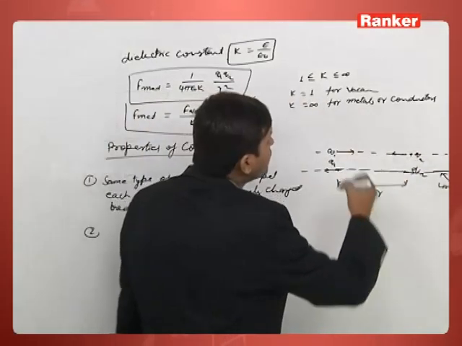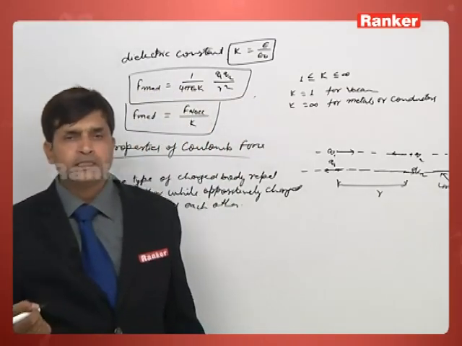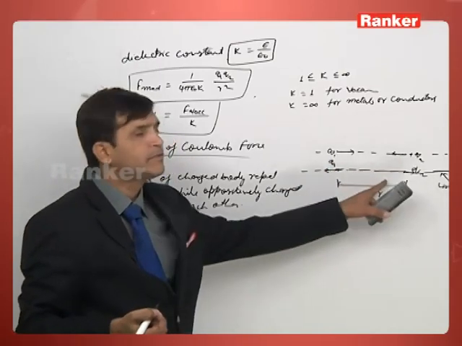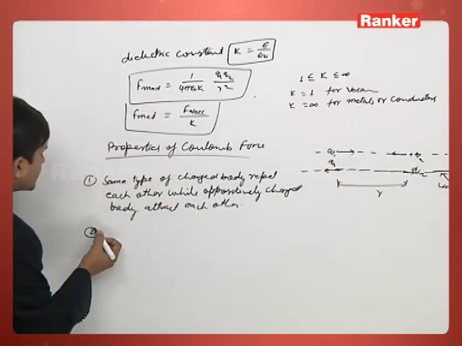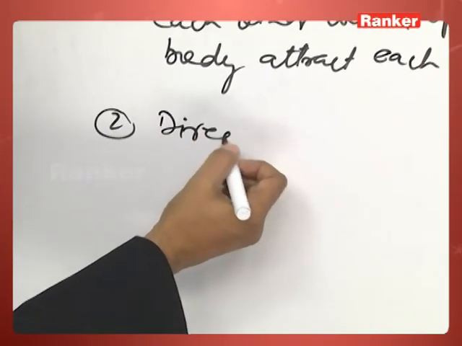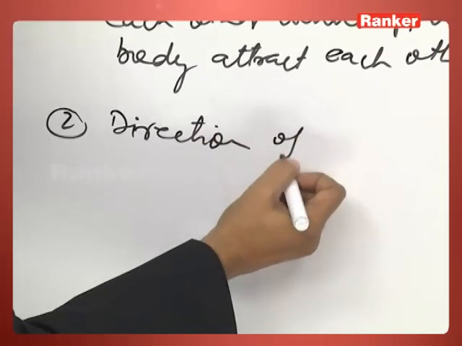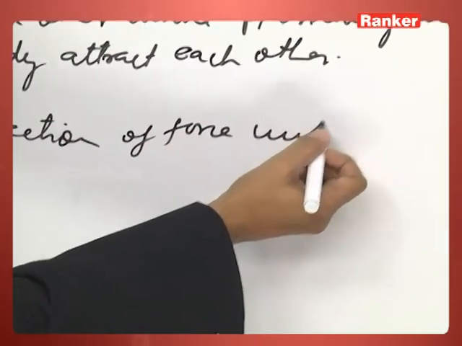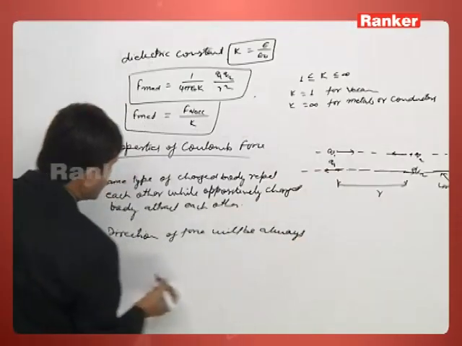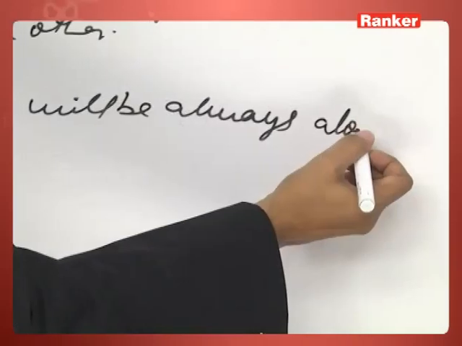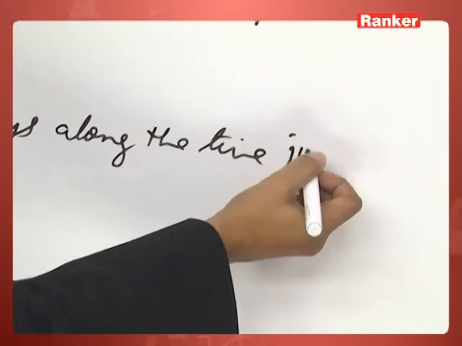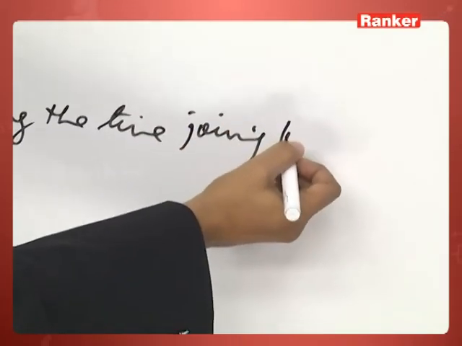So the direction of force will always be along the line joining two charges, either force of attraction or force of repulsion. So the second point we can write: direction of force will always be along the line joining two charges.